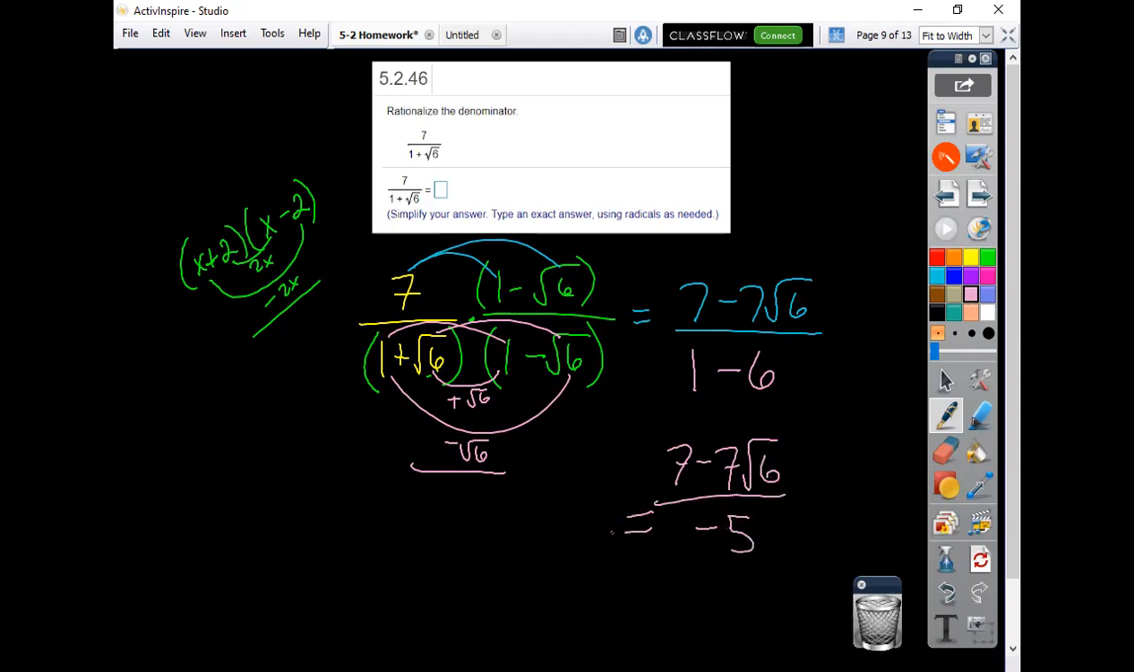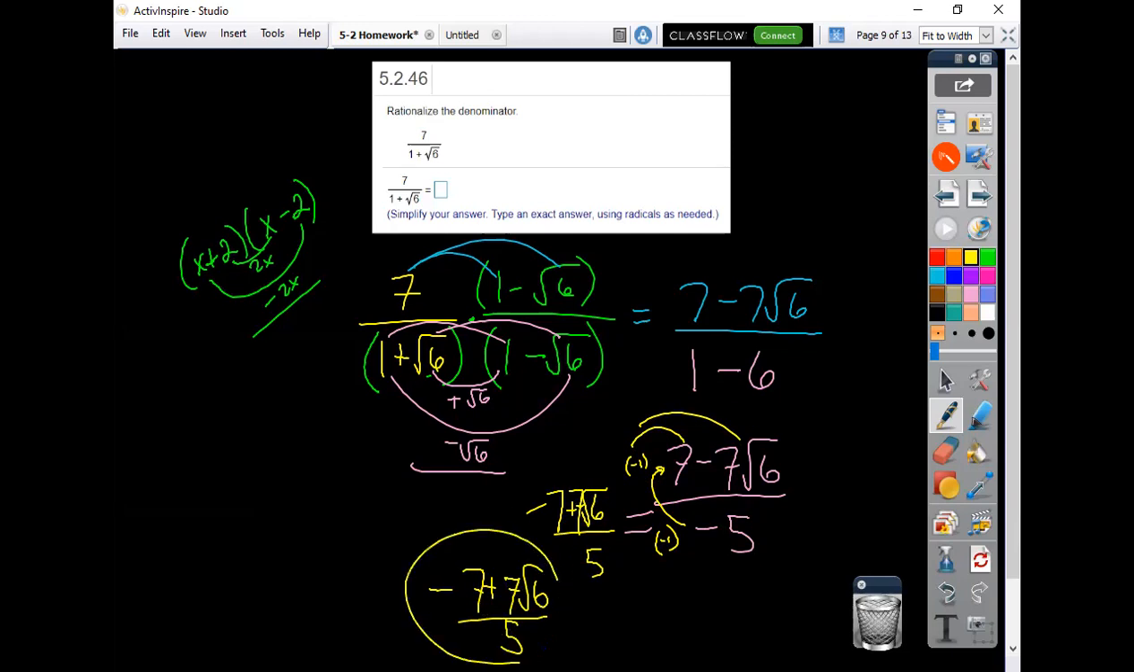Some people might say that moving that negative up into the top, or multiplying the bottom and the top by a negative 1, you could see a slightly different form of this equation. So negative 1 over negative 1 is 1, distributing this through. So maybe a negative 7 plus 7 square root of 6 all over 5 would be an equivalent form to what we had here in pink, which should be fine just as well. So rationalizing the denominator.